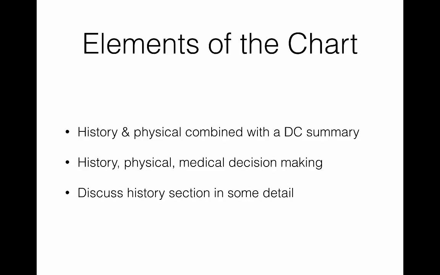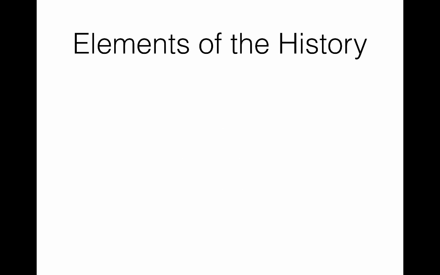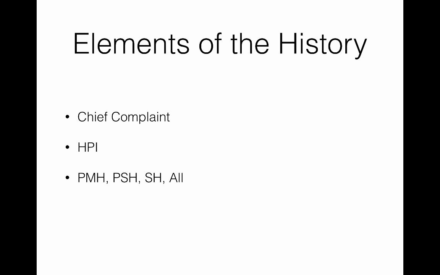Right. And today we're going to discuss the history section in some detail. We're going to take a deep dive into that. So what are the elements of the history? History obviously is made up of the chief complaint and then the HPI, past medical, social, surgical, and allergies, also family history. And those are all things that will pre-populate from entries in previous encounters within our systems.